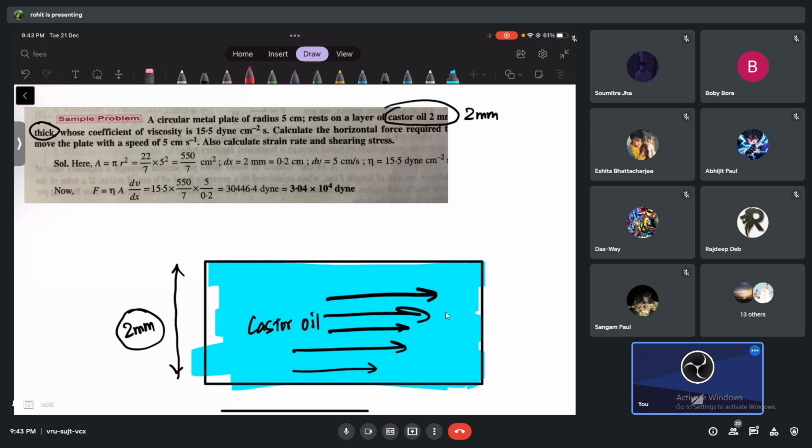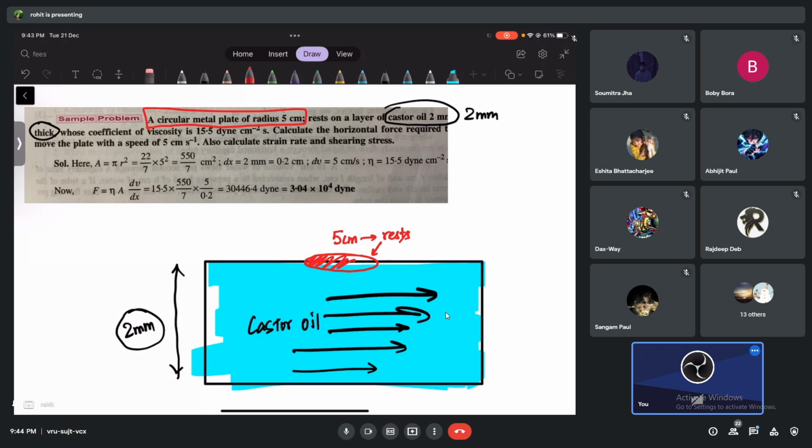The question says a circular metal plate of radius 5 centimeter. Let me draw that also. Say this one. Circular metal plate of 5 centimeter. Question says it rests, right now it's at rest, on that surface, on the layer of castor oil. This one. Are you clear with this?